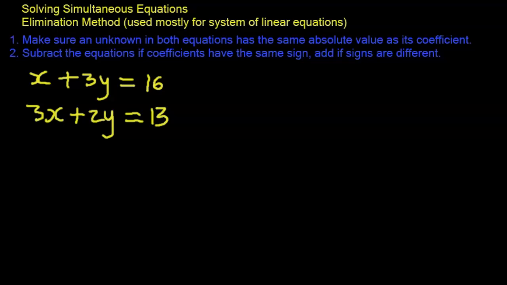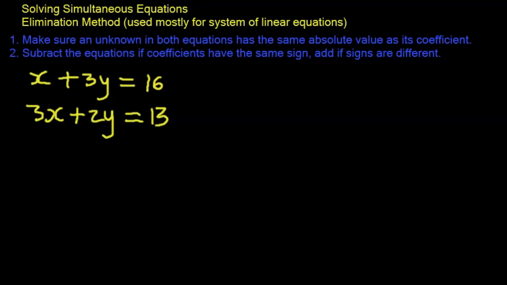Now here we have another problem. And what you will observe about this pair of equations is that the coefficient for the x is different. The top one is 1, because x is 1x, and the second equation is 3. And for the y, the coefficients are different. Now it's totally up to you how you want to approach this problem.